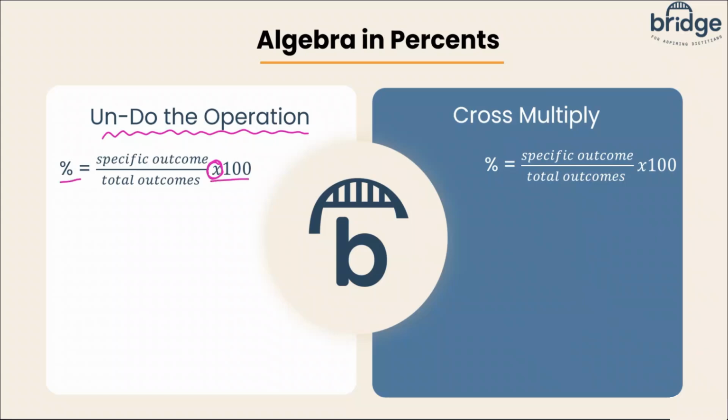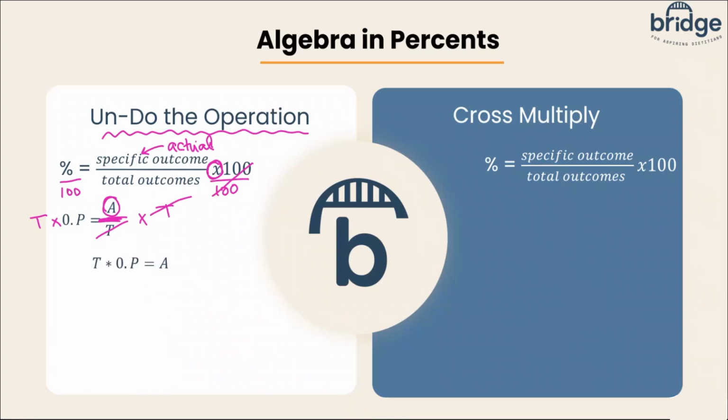When we do that, 100 cancels out. And what we're left with is our percent as a decimal equaling our actual outcomes, instead of specific, I've used actual here, divided by T for total. To solve for this actual outcomes now, we need to move total outcomes over. Well, actual outcomes is being divided by total outcomes, so we need to undo division. We would need to multiply both sides by total outcomes. When we do this, total outcomes cancels out. And what we're left with is total outcomes times our decimal percent equals our actual outcomes.